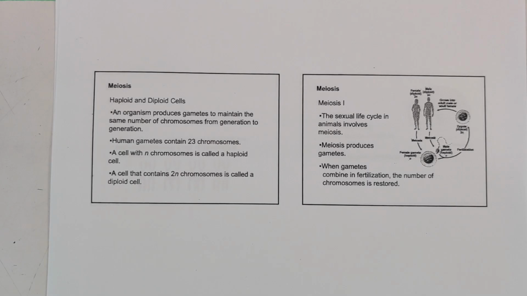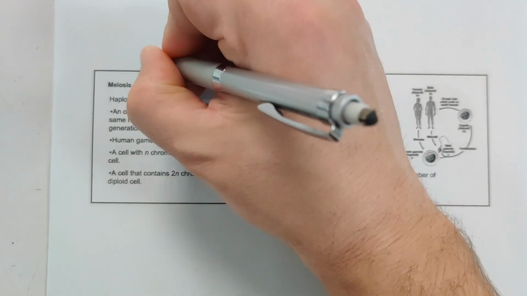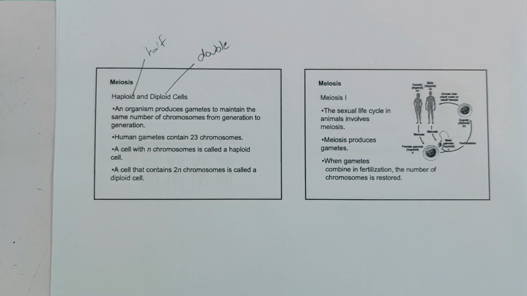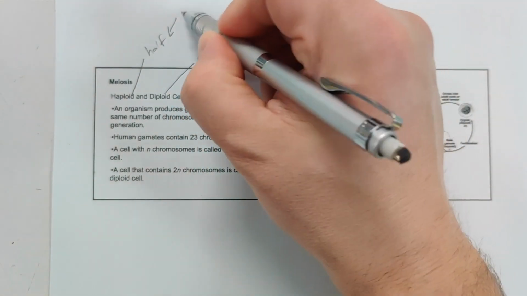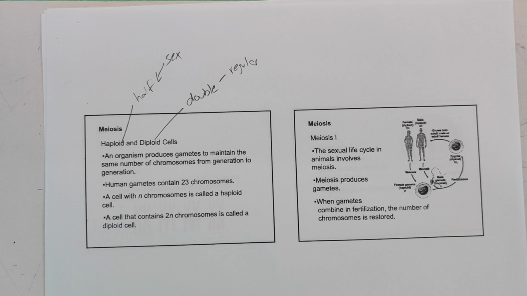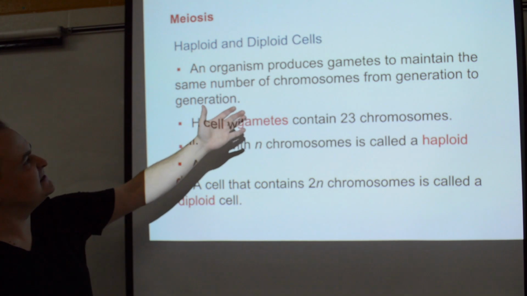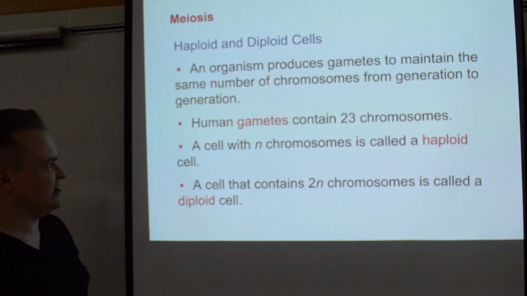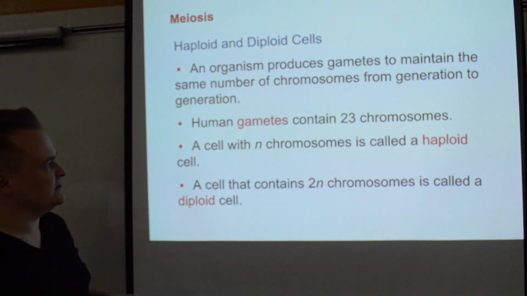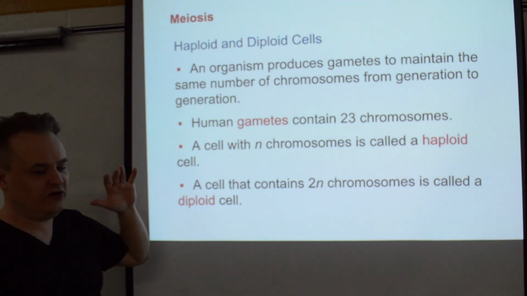So meiosis, haploid, and diploid cells. Now what you've got to know is I would just put haploid equals half, diploid equals double. Those are sex cells. Those are regular cells. Okay, so what does that mean? Haploid and diploid cells. An organism produces gametes to maintain the same number of chromosomes from generation to generation. Okay, human gametes contain 23 chromosomes. A cell with n chromosomes is called haploid. A cell with 2n is called diploid.